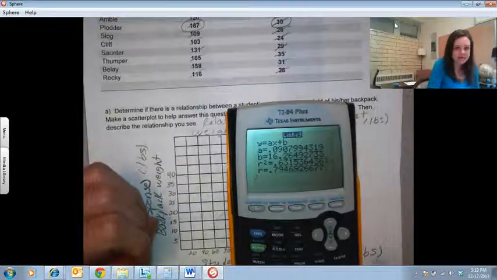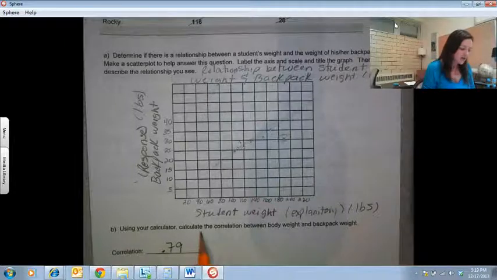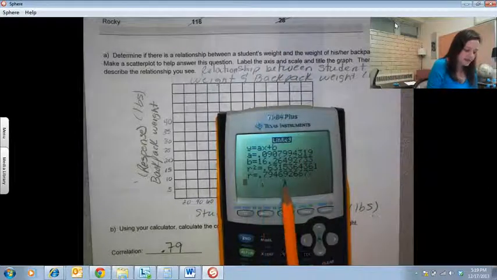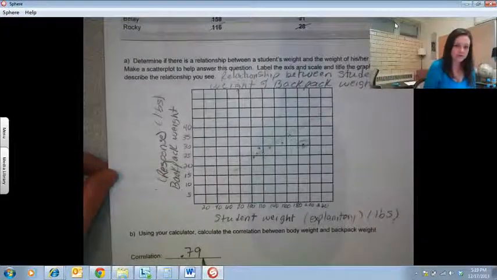And I'm going to have this information. I'm going to set it aside, okay? So first question after the graph is, using your calculator, calculate the correlation between body weight and backpack weight. Boom. It's right there. It's R. It's 0.79. I put that down here, okay?